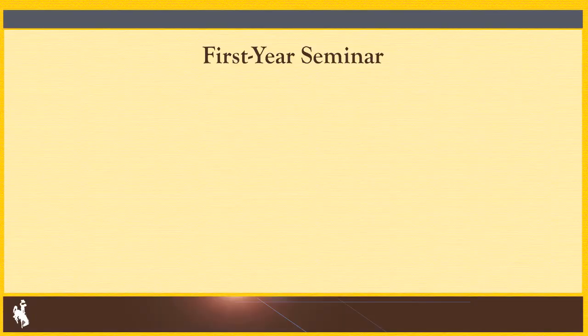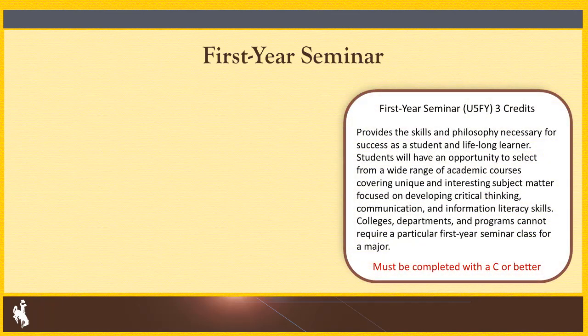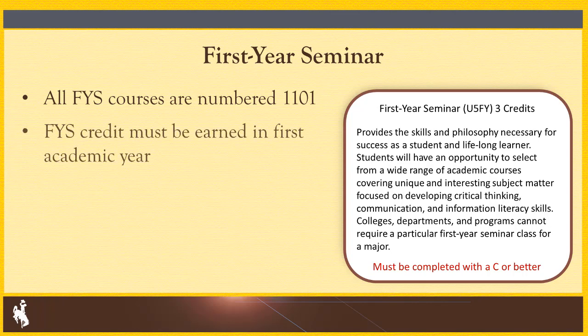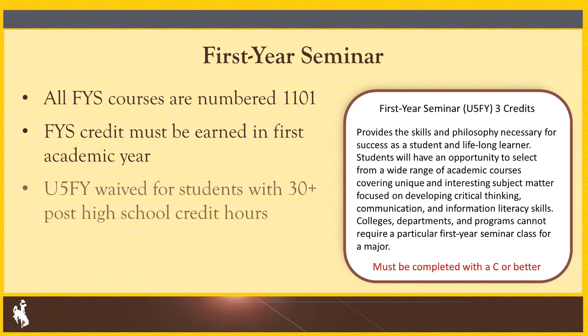The first requirement for the USP program is that of the first year seminar. It's a 3 credit hour course required of all students. The best way to search for these courses is that all FYS courses have the course number of 1101. Their subject prefixes can vary, but they all have the course number of 1101. UW students must earn credit for their FYS in their first academic year, and it has to be completed with a C or better. The University Studies Program requirement for the first year seminar is waived for students that have 30 or more post-high school credit hours.